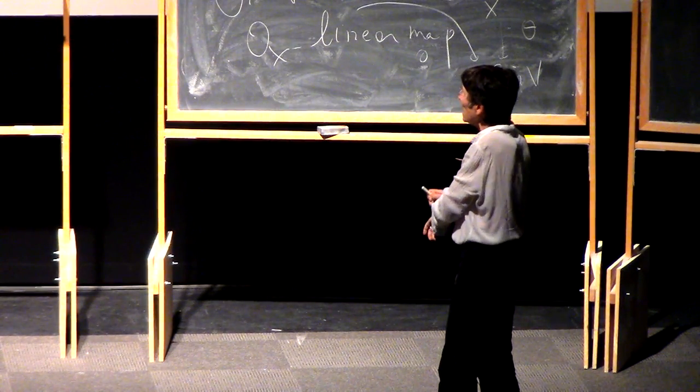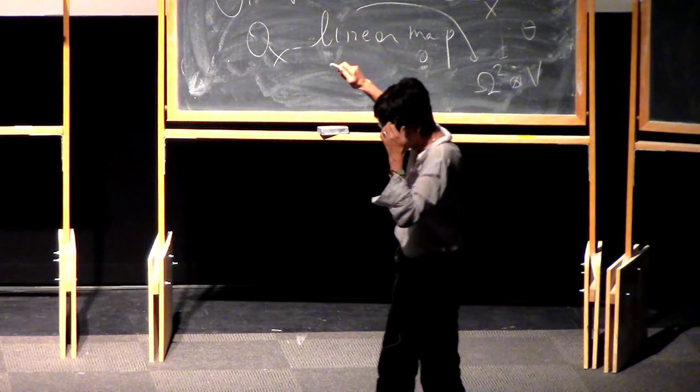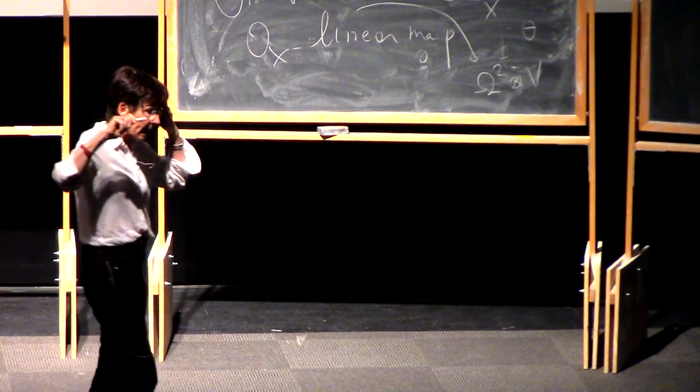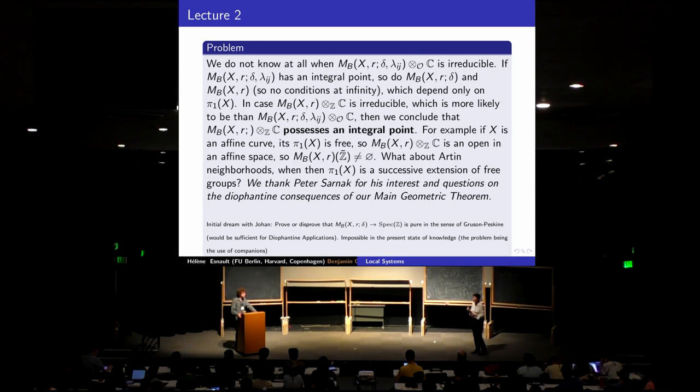And now let me tell you the initial dream with Johan de Jong. I'm telling you here a corollary. We are talking about this Diophantine corollary of the main geometric theorem, but only under the assumption that the moduli space, when we forget the decoration here, is absolutely irreducible. The dream we had, and that's why I wrote it very tiny here, is a dream we never could approach. The dream we had with Johan was to prove or disprove something about this fibration over Spec Z. If we put decoration, we have to go to a finite extension of Z in order to take into account the delta and the decoration lambda ij we have at infinity. Then we can raise a question.